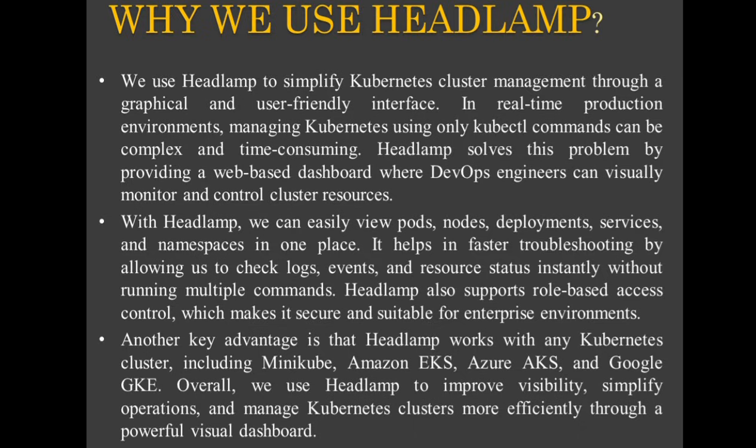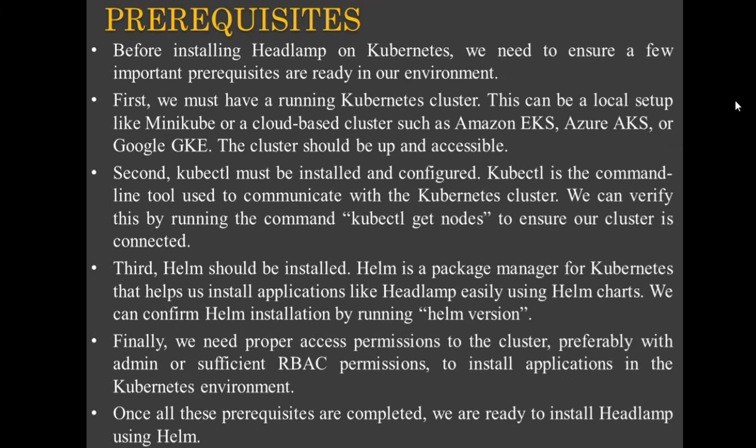It helps in faster troubleshooting by allowing us to check logs, events, and resource status instantly without running multiple commands. Headlamp also supports role-based access control, which makes it secure and suitable for enterprise environments. Another key advantage is that Headlamp works with any Kubernetes cluster, including Minikube, Amazon EKS, Azure AKS, and Google GKE. Overall, we use Headlamp to improve visibility, simplify operations, and manage Kubernetes clusters more efficiently through a powerful interface.